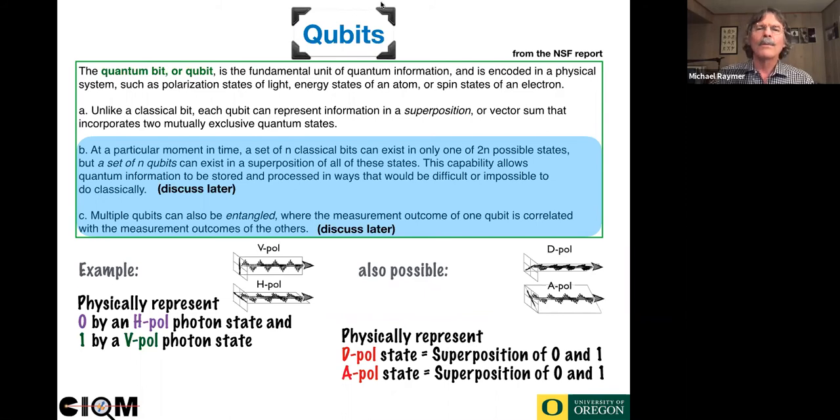I have an idea. What if we went to the chat box? Would that be a good option? But if we went to the chat box, everybody has the chat window. Can anybody type in for everyone an answer to this question? The question is, can Bob receive a message perfectly if he knows in advance that Alice is only sending V photons or H photons?